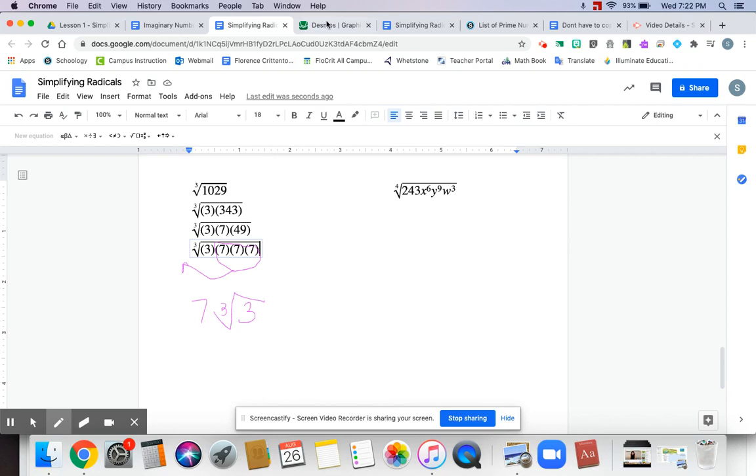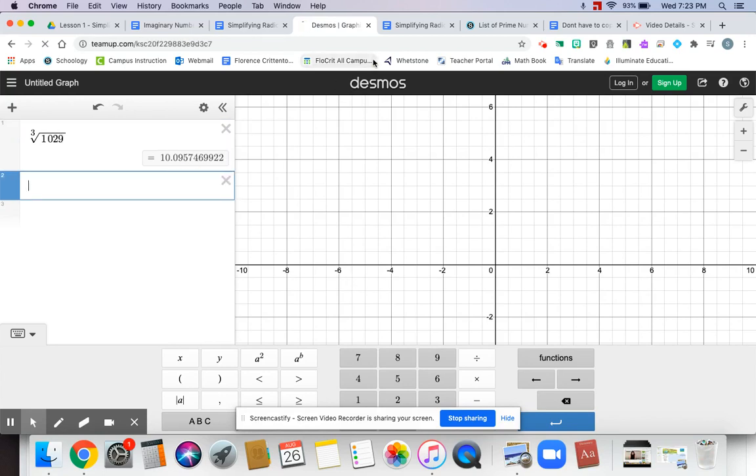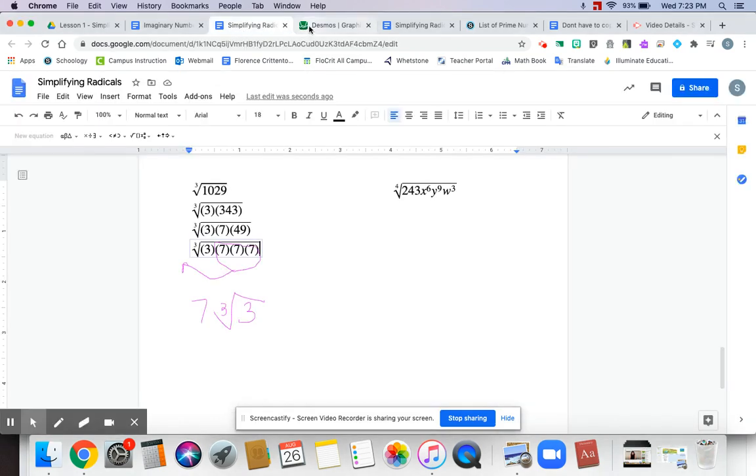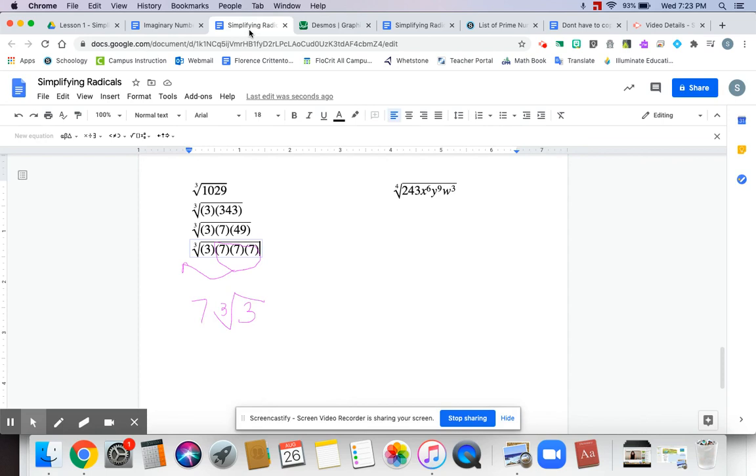So the cubed root of 1,029 is 10.0957. And my simplified answer is 7 cubed root 3, which is also 10.0957. So my answer's right.